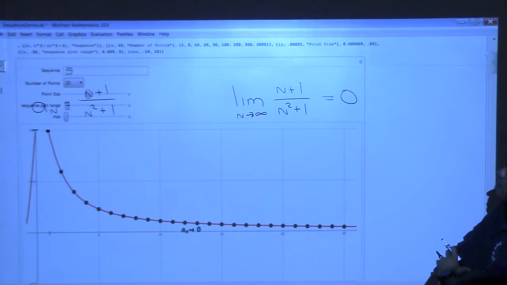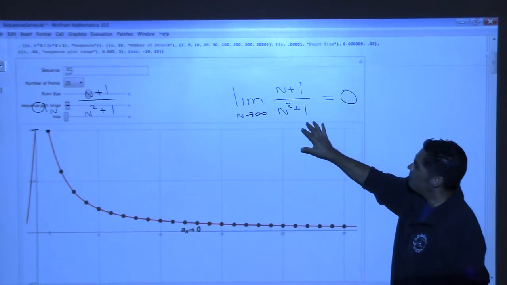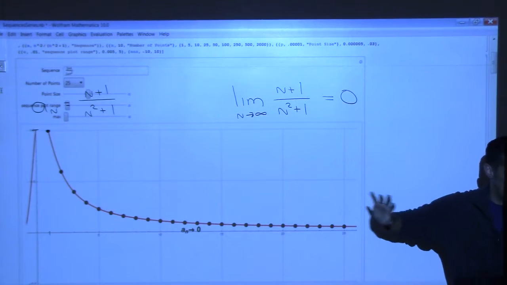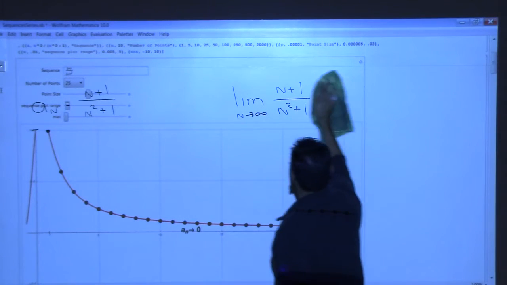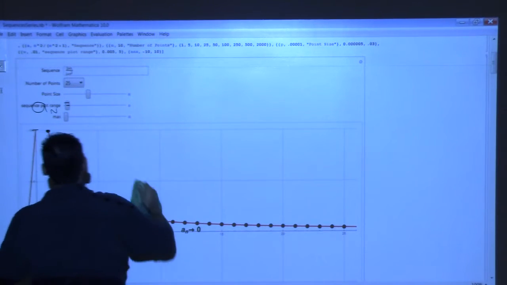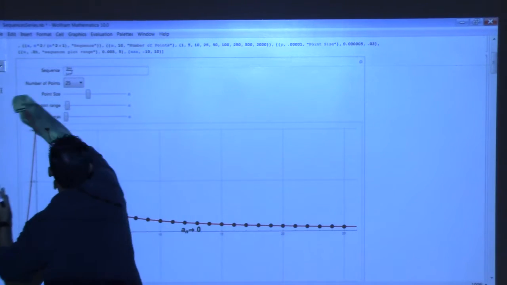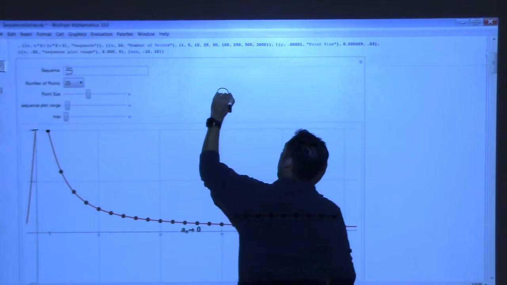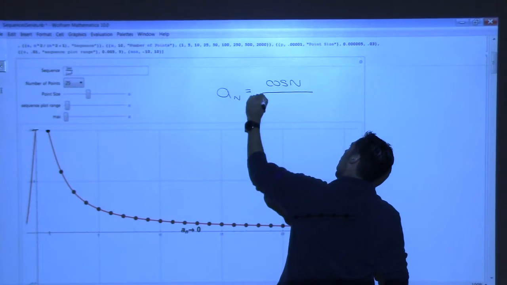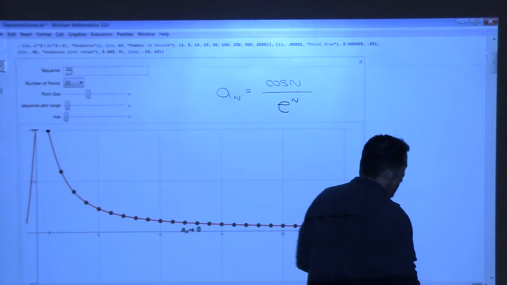I'm just trying to get you to see right now that visually we can start talking about what these sequences do as we go to infinity. All right? Let's do another one. How about, I'll do it over here so we can see it. How about the sequence cosine n over e to the n?